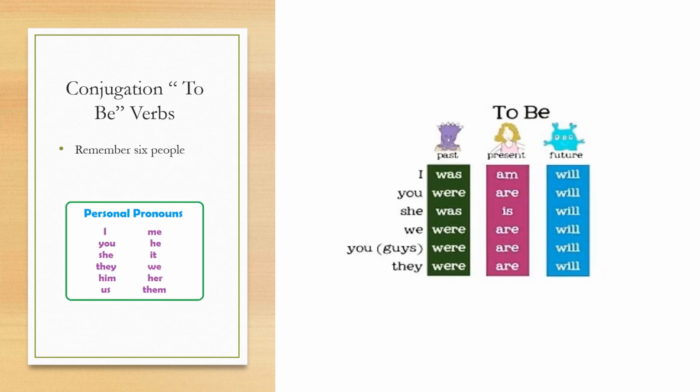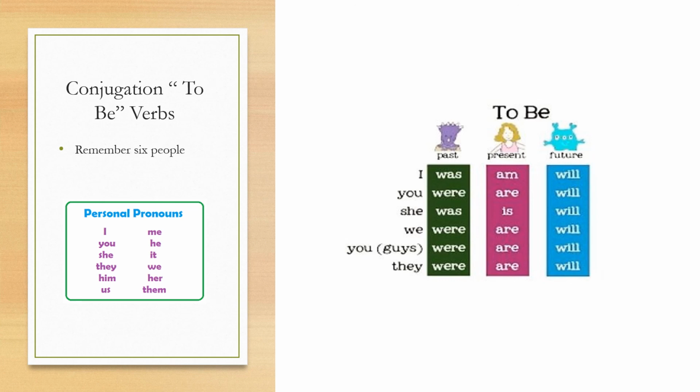How do we conjugate to be verbs? We need to remember 6 people in order to conjugate to be verbs, that are I, you, she, we, you all, they. For example, I am writing. You are writing. She is writing. We are writing. You all are writing. They are writing. This is in the present form.